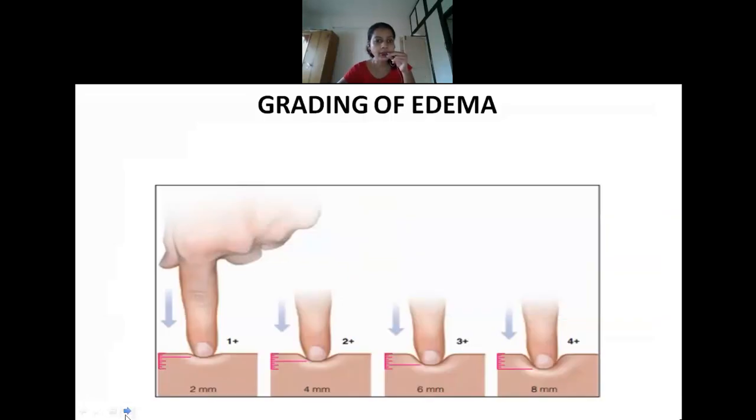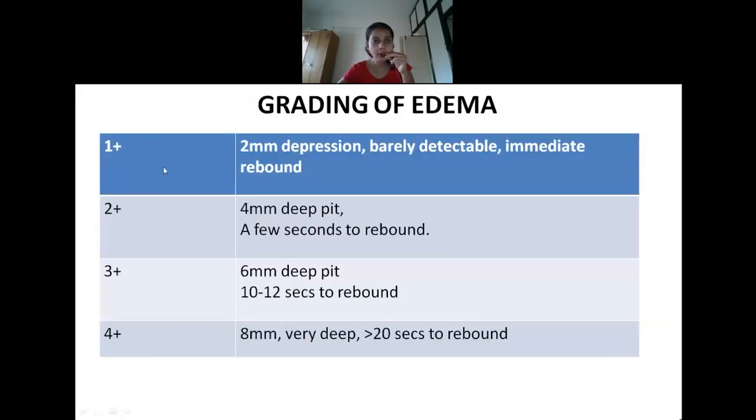The grading is this one. You can use a scale to check for the grading. Suppose with the scale, when you are measuring, you get 2 mm, that means 1 plus grading. If it is 4 mm deep when you are measuring with your scale, then it is called 2 plus grading.